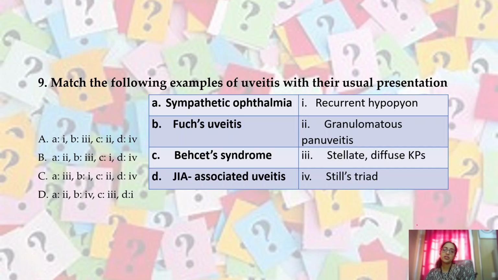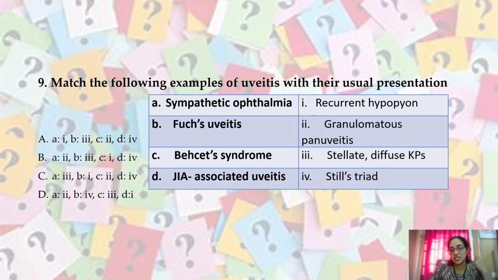So there are a few terms or diseases that you will have to understand, and there are some typical characteristic features that you will have to remember. So let's take a question at this point. Match the following examples of uveitis with their usual presentation: sympathetic ophthalmia, Fuchs uveitis syndrome, Behçet syndrome, JIA associated uveitis. Each of them has a characteristic feature. So let's look at the options now.